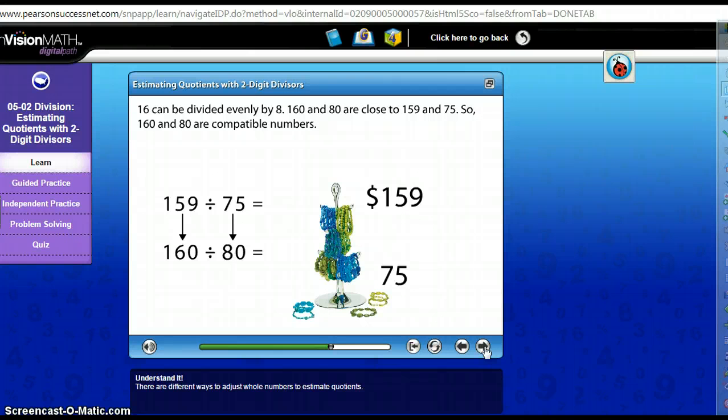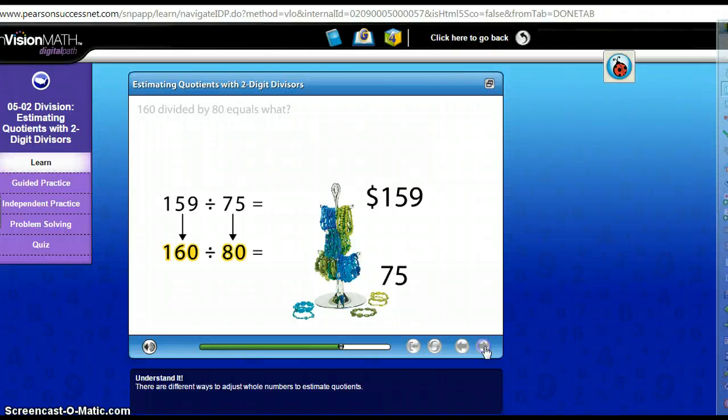16 can be divided evenly by 8. 160 and 80 are close to 159 and 75. So, 160 and 80 are compatible numbers. 160 divided by 80 equals what? So, Betty charged about $2 for each bracelet. We got the answer of 2.